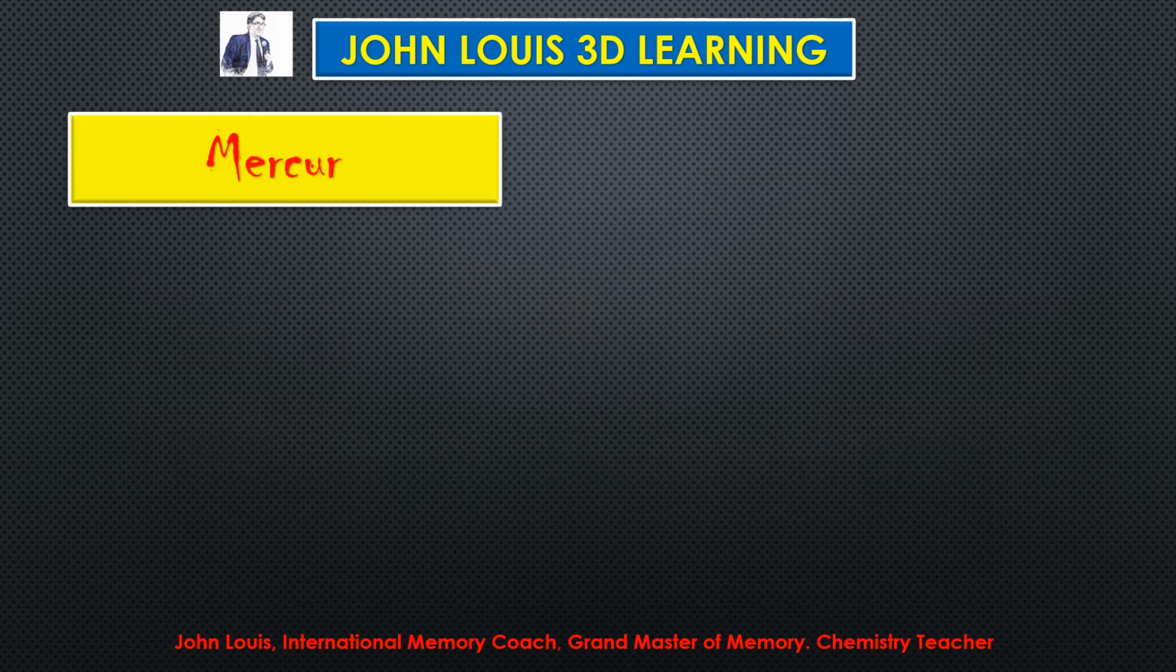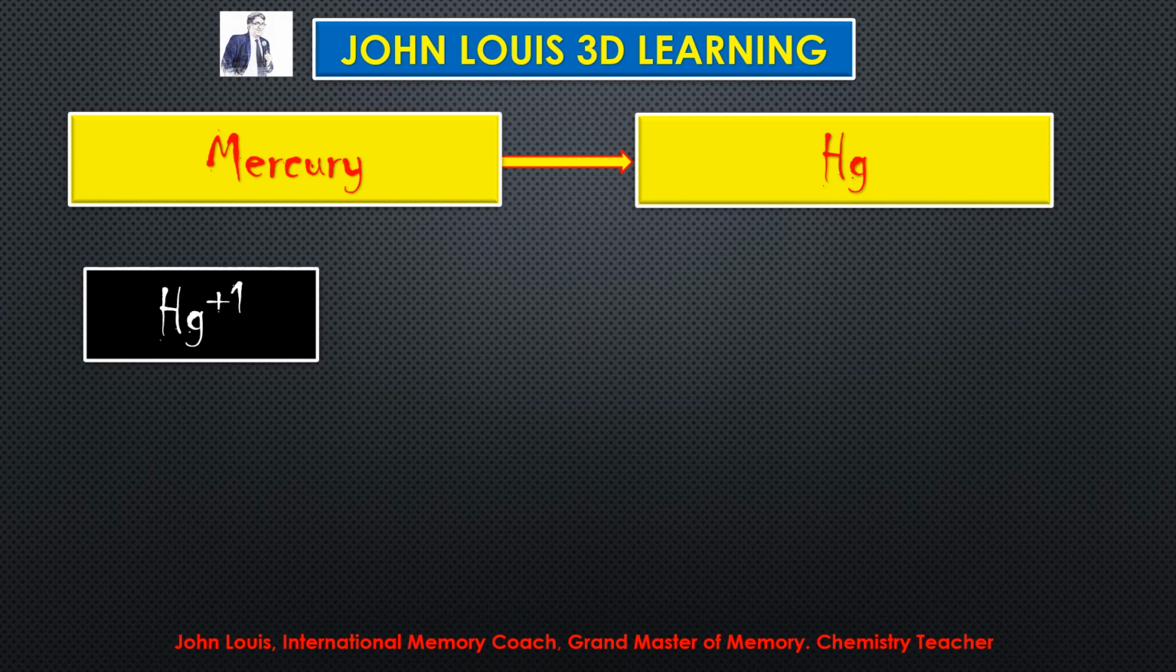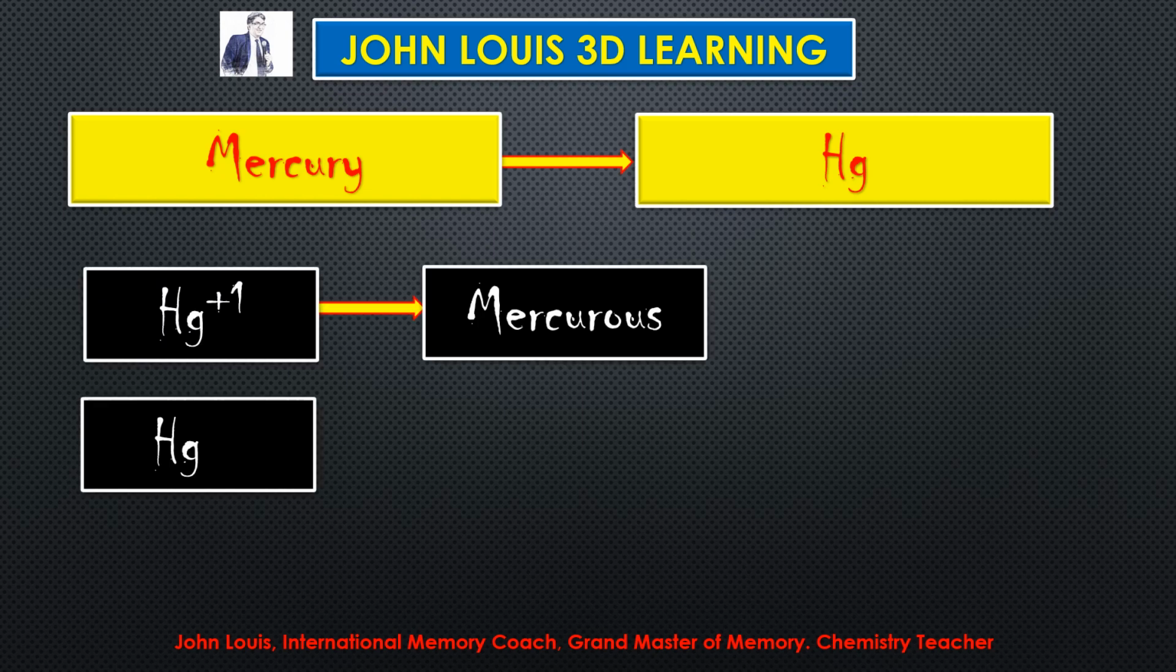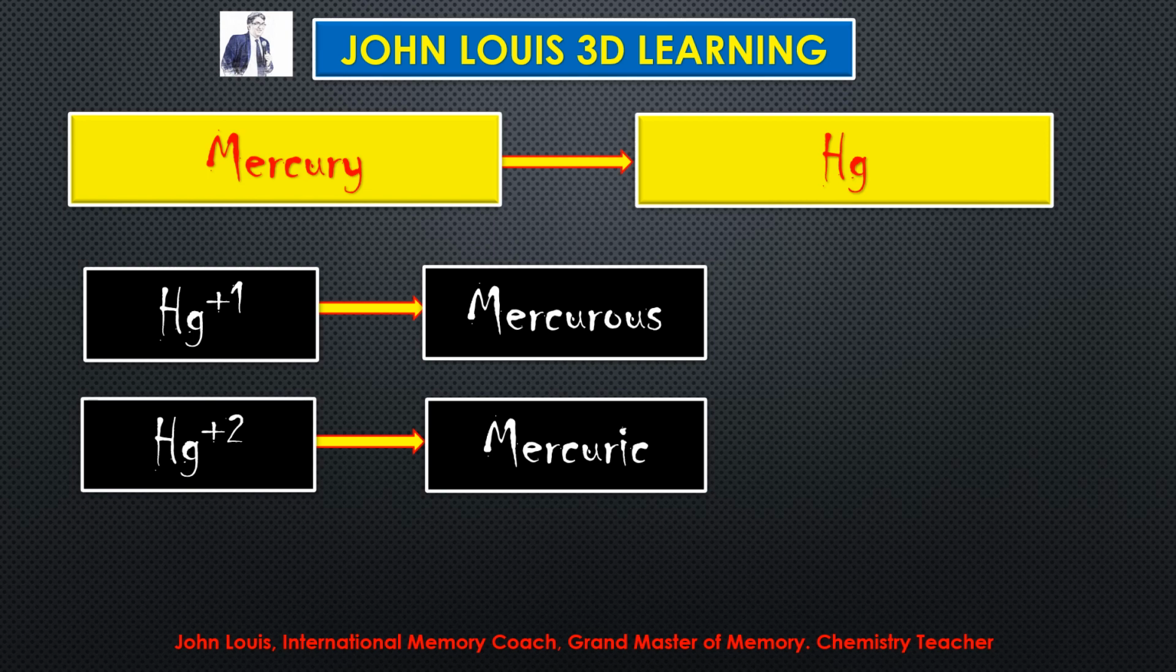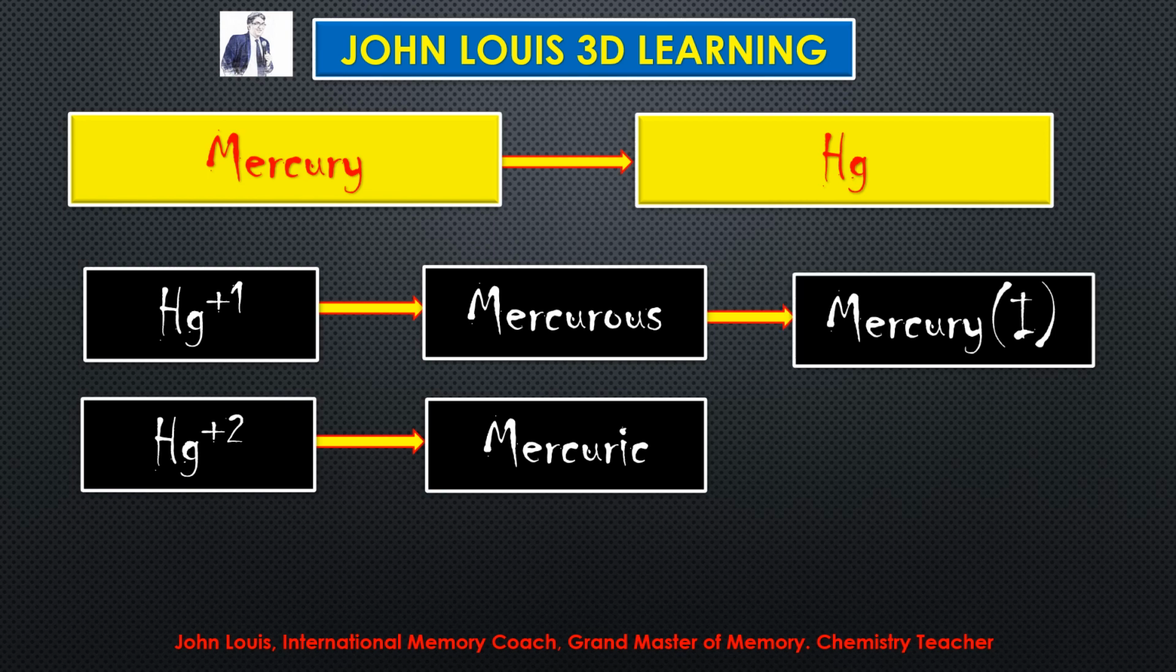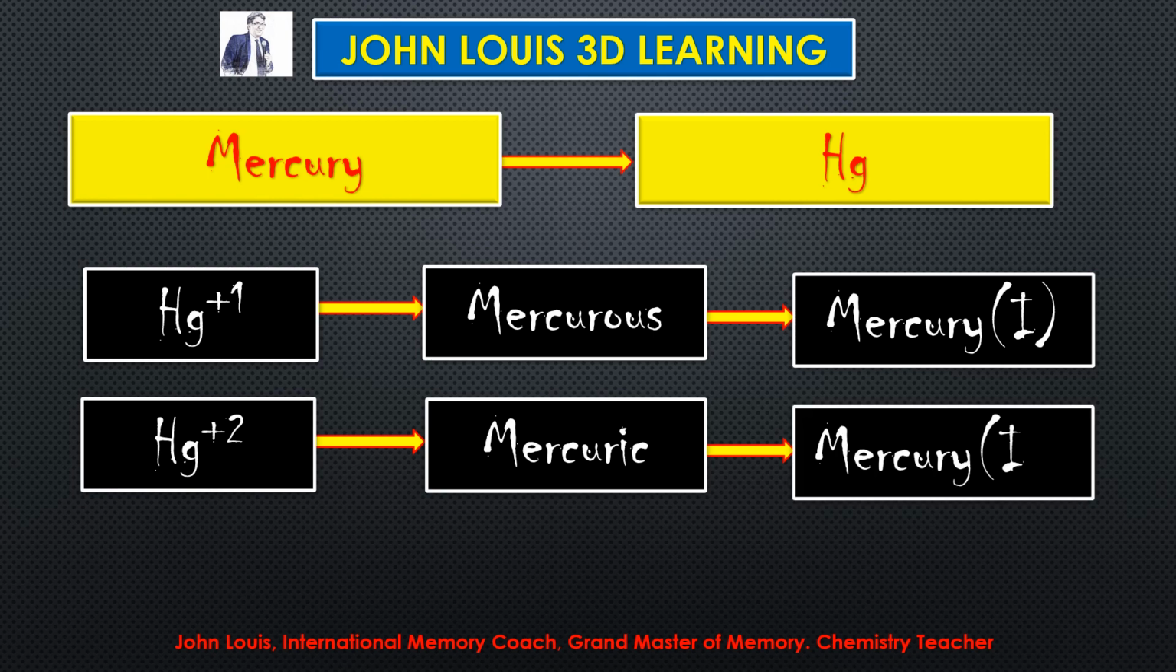So the next ion having variable valency is mercury, symbol Hg. If the charge is plus 1, it is known as mercurous. If the charge is plus 2, it is known as mercuric. Lower valency end with OUS, higher valency end with IC. But in modern system, how it is called? Mercurous is known as mercury 1, mercuric is known as mercury 2. So the valency is represented in Roman letter within bracket.